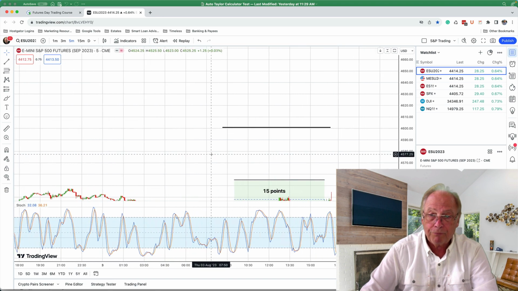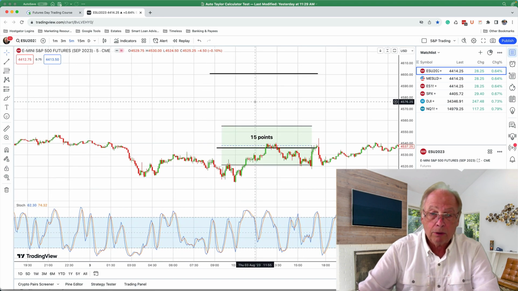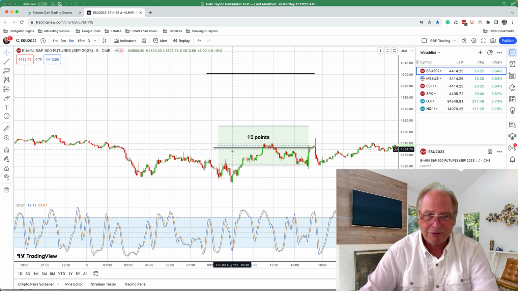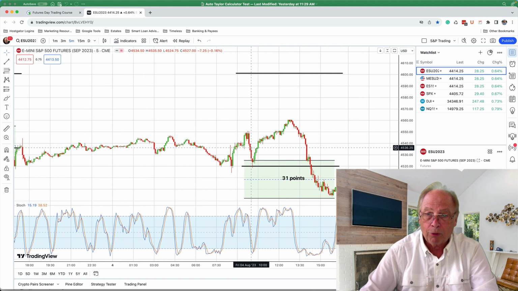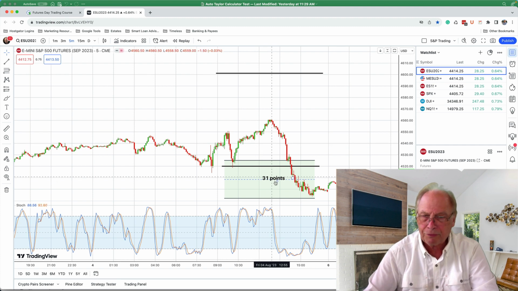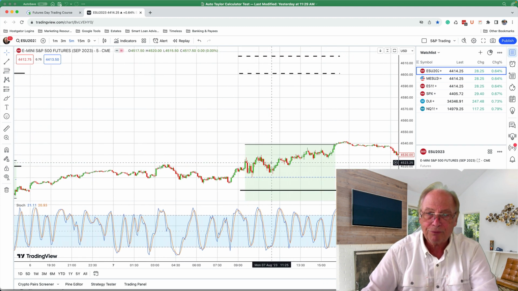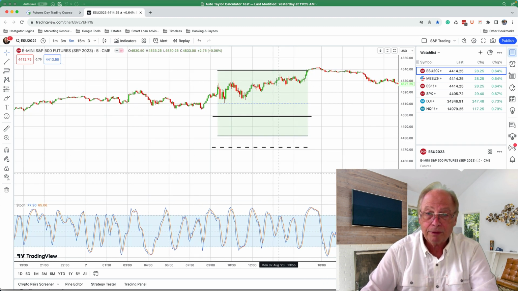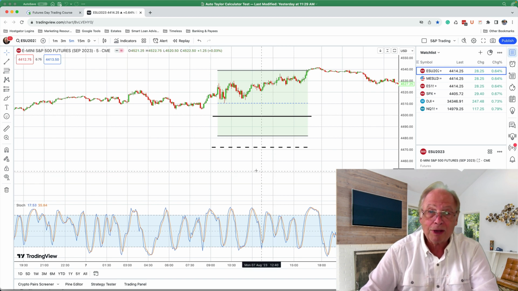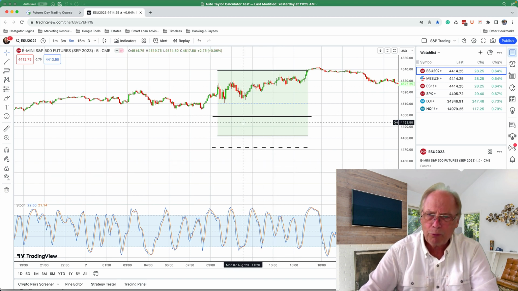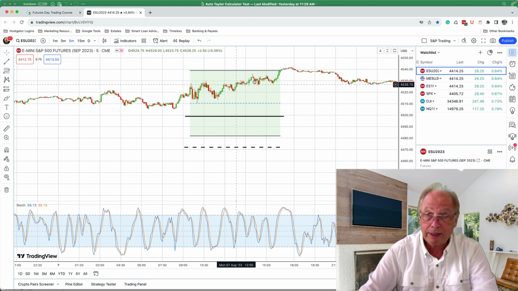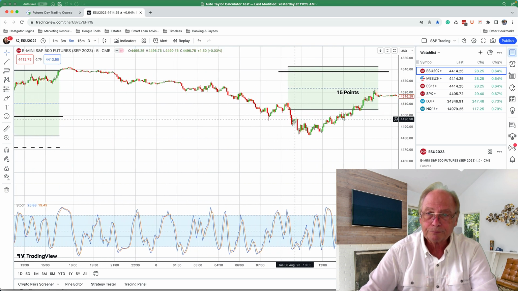Moving forward, here we go on August 3rd. Prices traded within the trading zone. There was a gap trade that filled. August 4th, prices traded within the trading zone. There was a gap trade that filled. August 7th, prices traded within the trading zone. No gap trade, but prices traded within the trading zone.